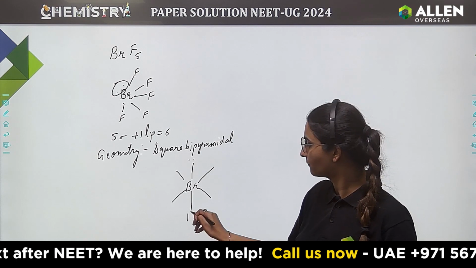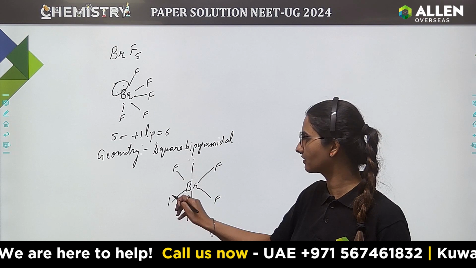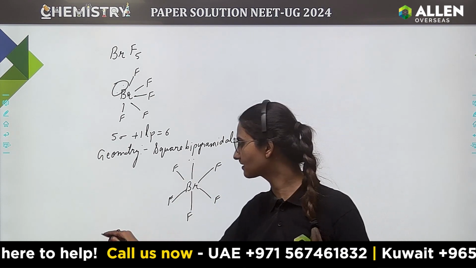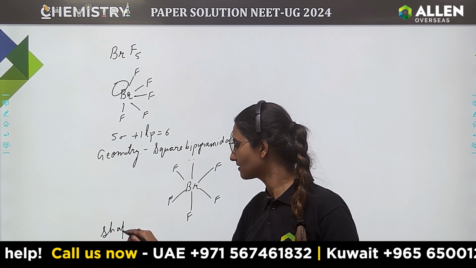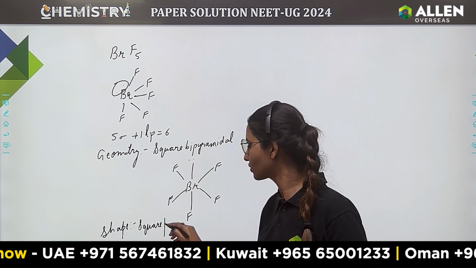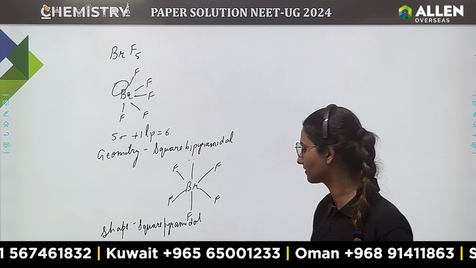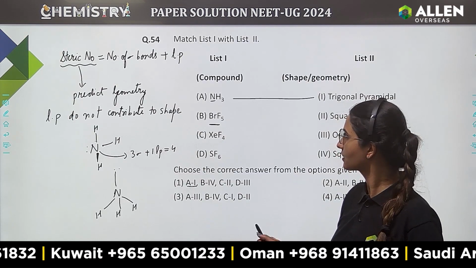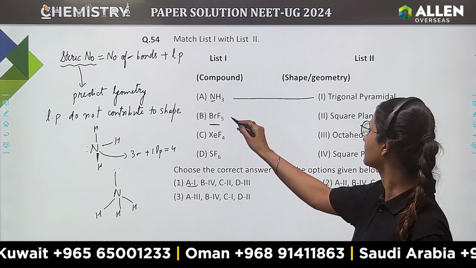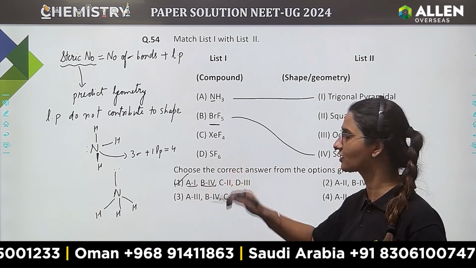Now just focus on what shape we get excluding lone pair. What shape do we get, students? We get square pyramidal shape. Correct? Yes. Square pyramidal. Where is square pyramidal? See, it is option 4. So sure, the option is 1, but still quickly let's check.